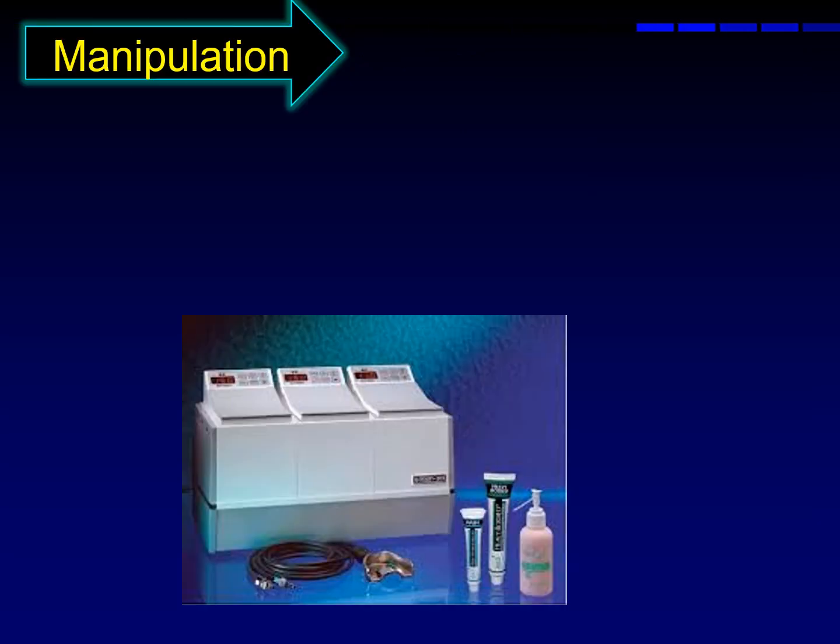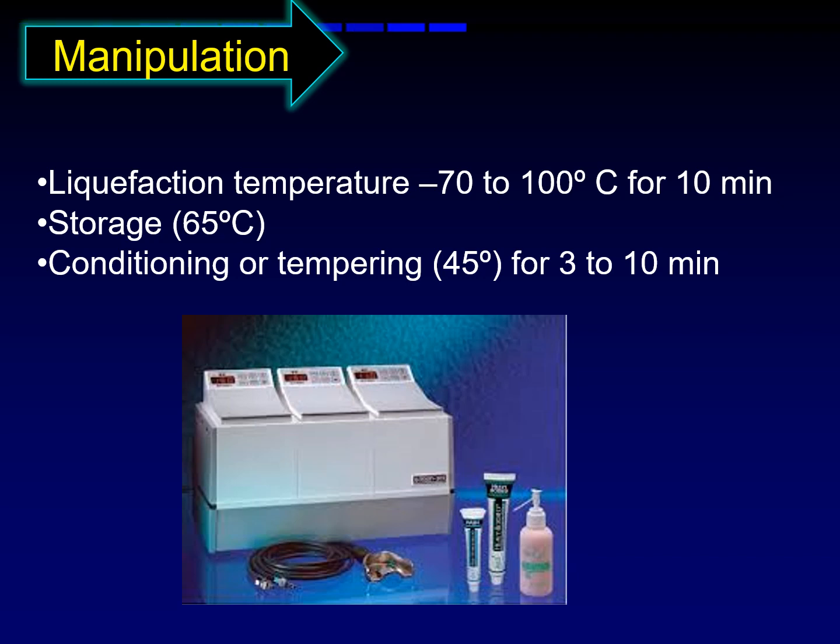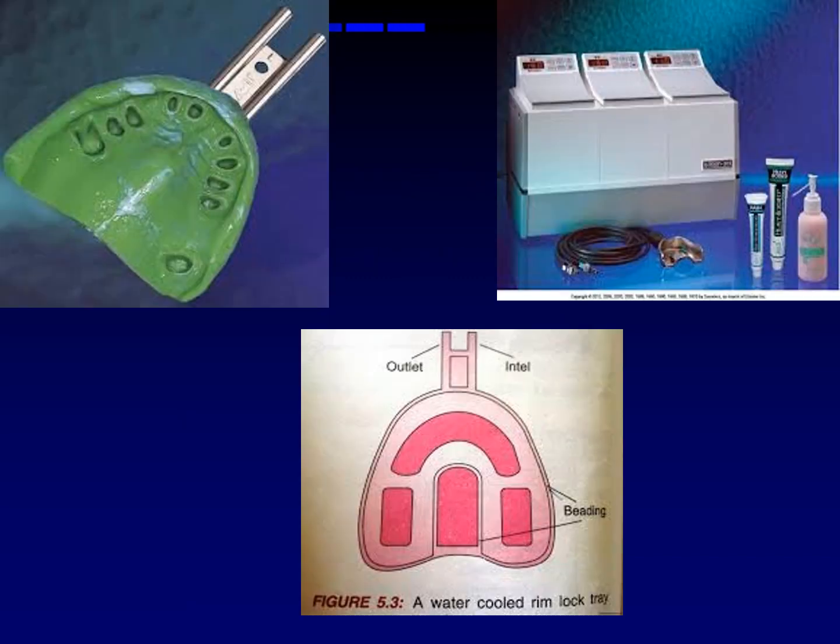Processing of this agar material needs a conditioning unit. It has a liquefaction compartment, storage compartment, and conditioning compartment. We need to make the agar into small pieces and put it into the liquefaction compartment. At a temperature of 100 degrees centigrade, the agar melts. Then it can be stored at 65 degrees centigrade in the storage compartment. Before the arrival of the patient, the material can be transferred to the conditioning or tempering compartment.